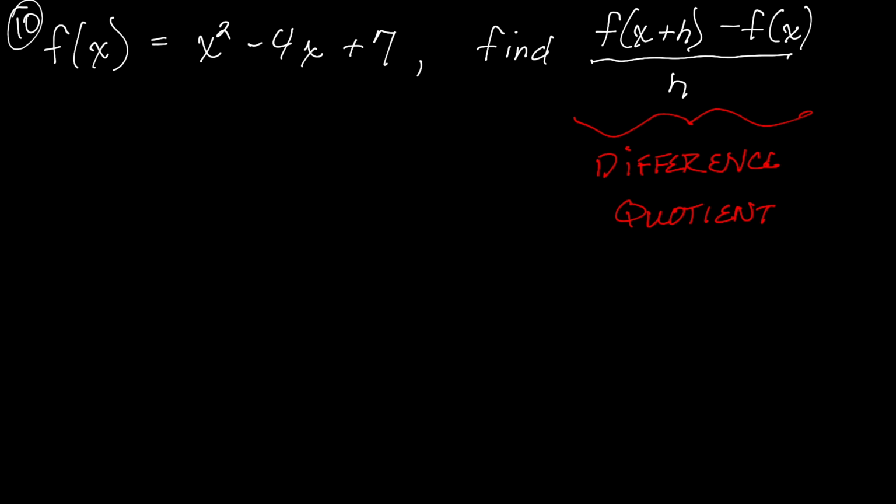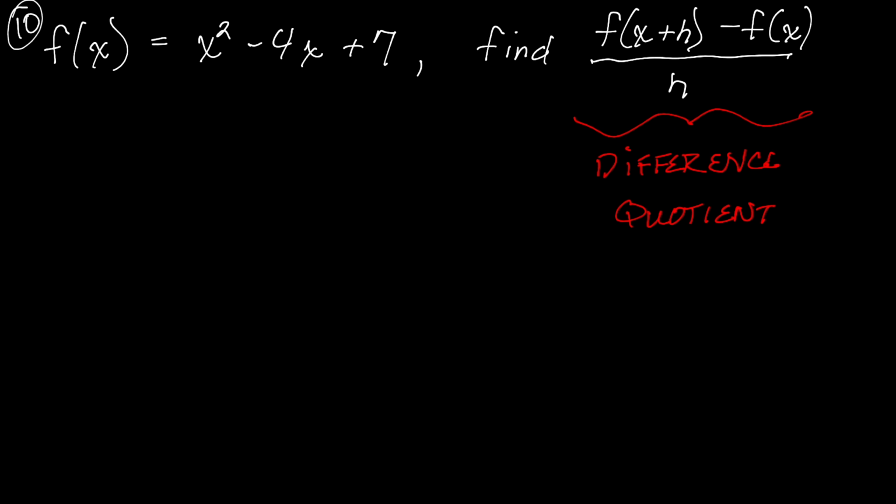You are given a function that says if f of x equals x squared minus 4x plus 7, find f of x plus h minus f of x all over h. And this piece up here is called the difference quotient. That's why it says that on page 23. This becomes very important if you get into calculus. This is how we use a limit definition of finding something called a derivative. So if you're an 11th grader thinking of calculus, this will become really, really important.